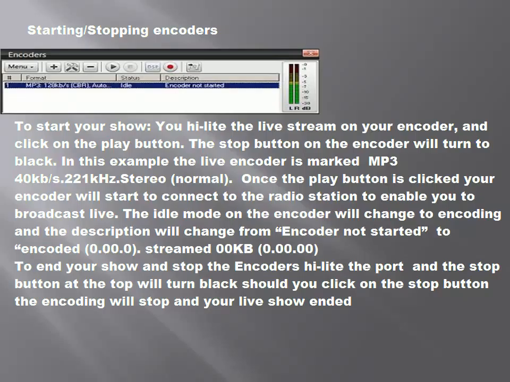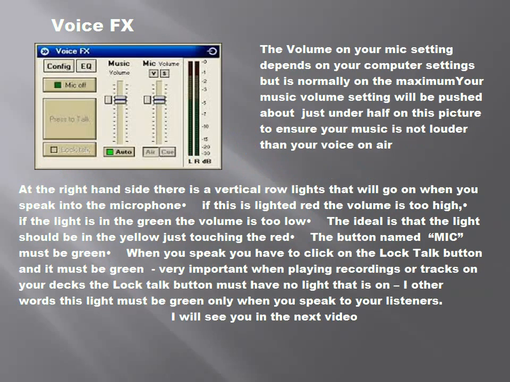Once the play button is clicked, your encoder will start to connect to the radio station to enable you to broadcast live. The idle mode on the encoder will change to encoding and the description will change from encoder not started to encoded streamed. To end your show and stop the encoder, highlight the encoder or the live stream and press the stop button at the top. The encoding will stop and your live show has ended. Well done.